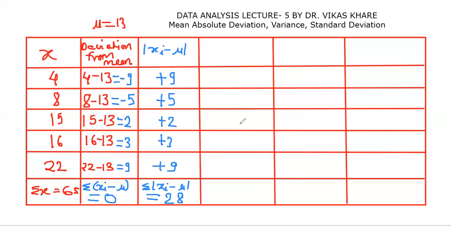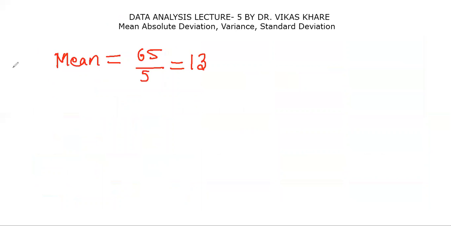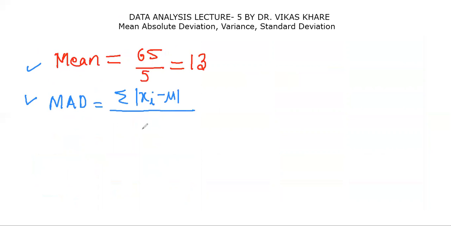So now we calculate the first parameter, mean absolute deviation. In the last case, we already identified the value of mean. In the next case, we identify the mean absolute deviation, which is equal to sigma of mod of xi minus mu divided by the total number of counts. In this example, the total number of count is 5. Then the final answer, 28 divided by 5, is equal to 5.6. So we identify the first parameter, mean absolute deviation, from the given data set is equal to 5.6.